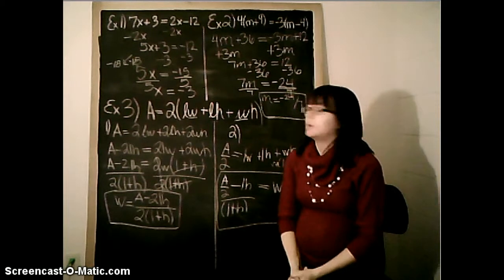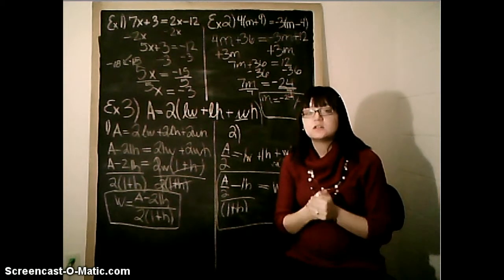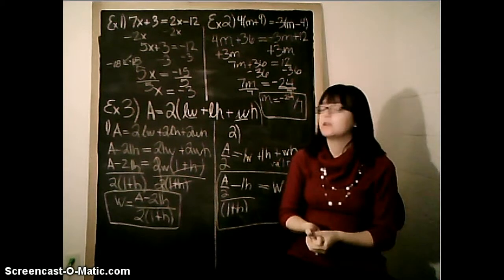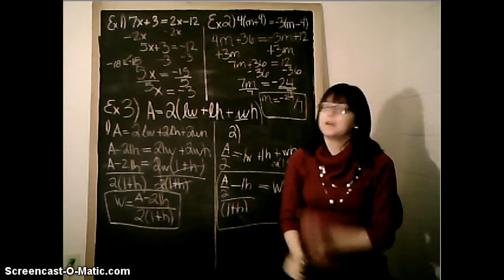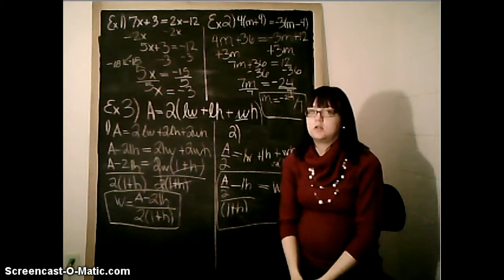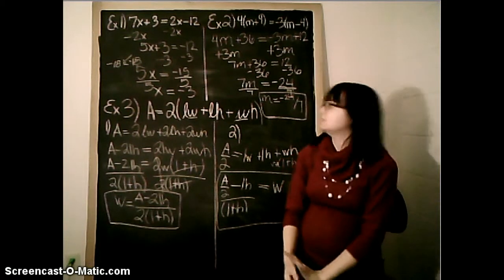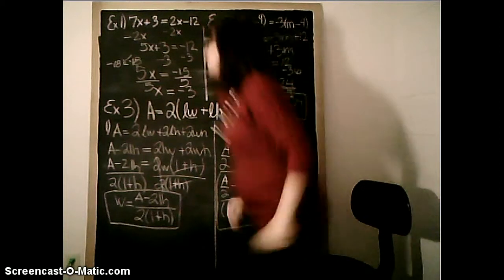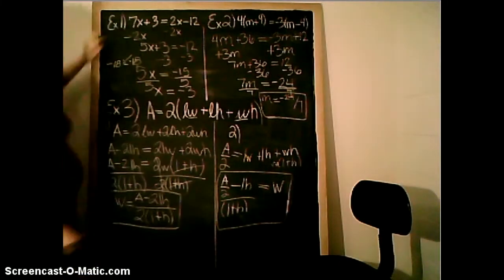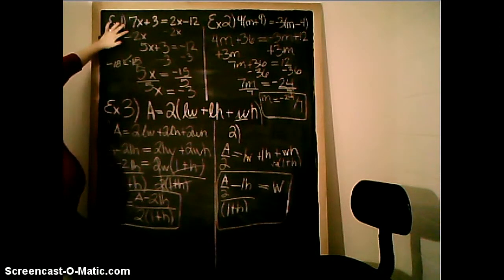So today we're going to be going over how to execute or solve equations with variables in them. I already have the examples written out, and you can copy them down in your notes if you like, because we're doing a lot of problems like these. So for the first example, we have 7x plus 3 equals 2x minus 12.